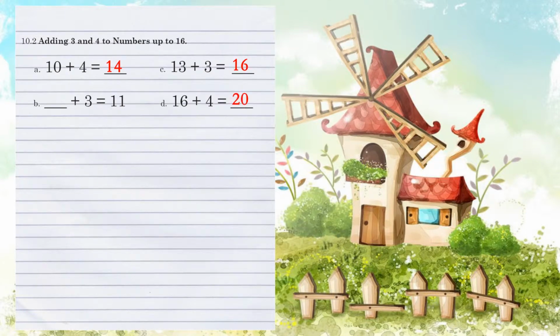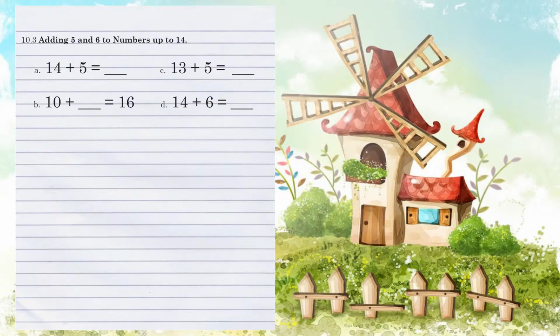Example B, what number plus 3 equals 11? Here we're going to count from 3 to 11, making our marks. 4, 5, 6, 7, 8, 9, 10, 11. How many marks did we make? We made 8, so 8 is what we started with.